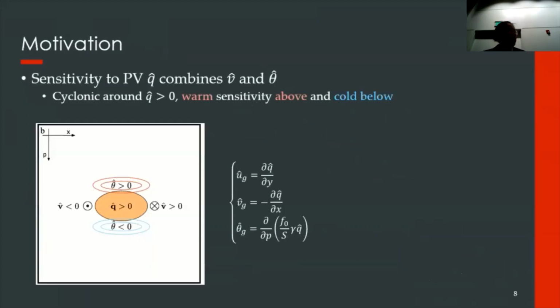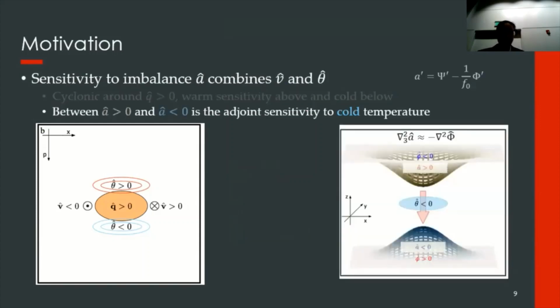The main motivation and benefit of deriving the sensitivity to QGPV is that it combines the sensitivity to winds and to temperature together, and we want to introduce the PV thinking into the adjoint framework. As you can see here in the orange, we have the positive sensitivity QGPV in the middle, accompanied by cyclonic sensitivity to winds around it, warm sensitivity above, and cold sensitivity below it. And you can invert geostrophically balanced winds and temperature from the sensitivity QGPV, just like you can invert winds and temperature around the PV perturbation.